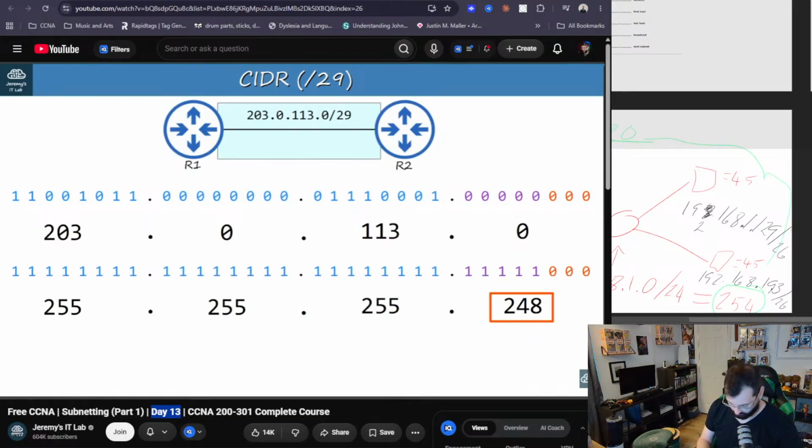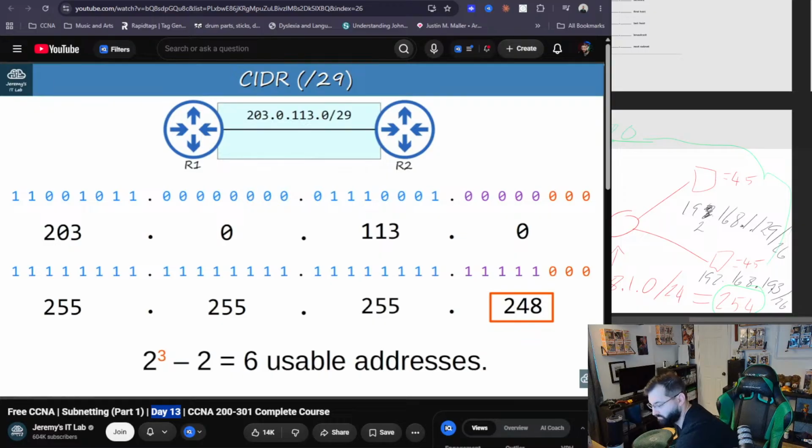If we use a /29 prefix length, the mask is written as 255.255.255.248 in dotted decimal. Now we have only 3 host bits, so that means there are just 6 usable addresses. Again, after we give R1 and R2 addresses, there would be only 4 wasted addresses.